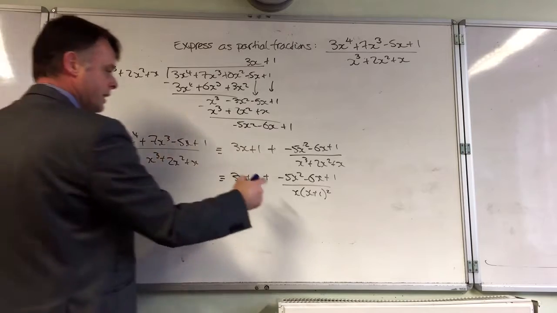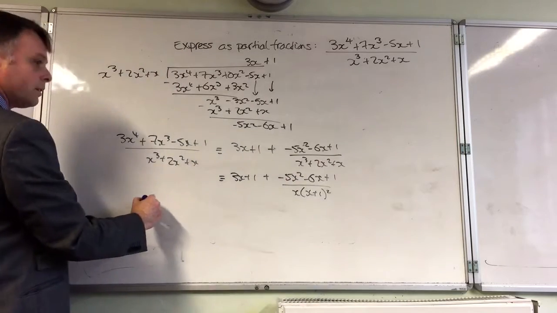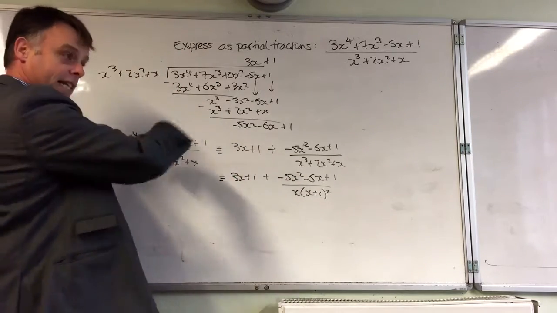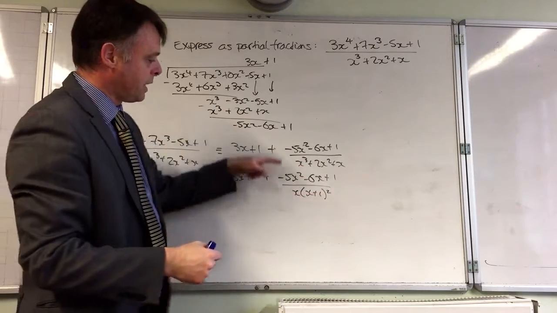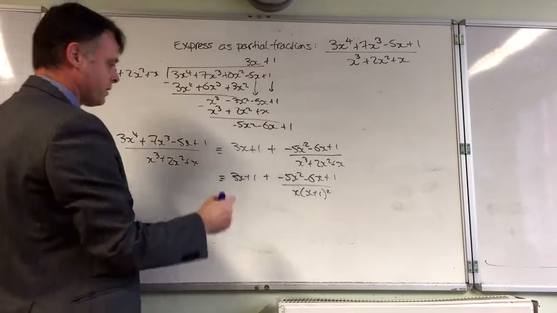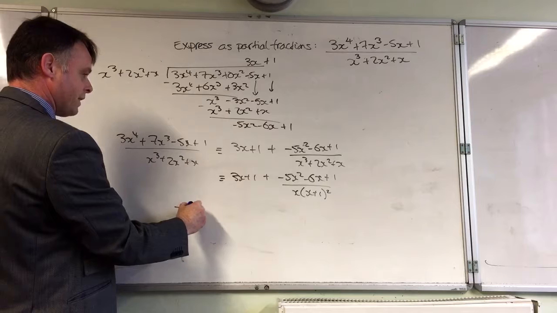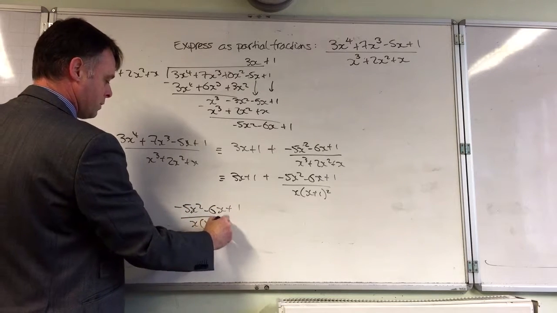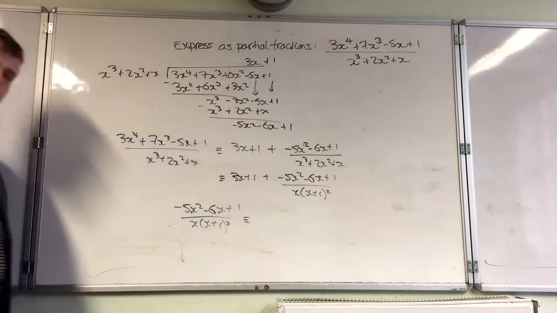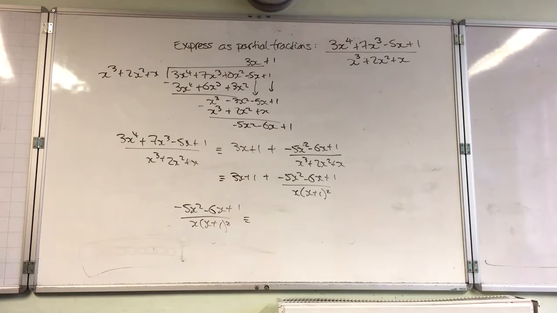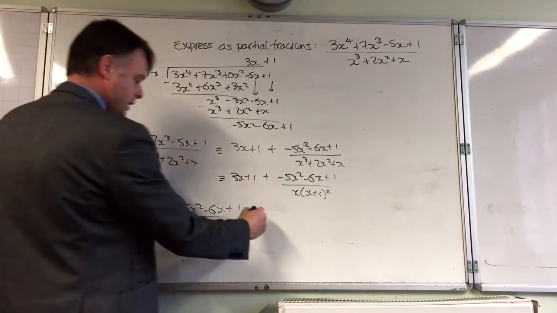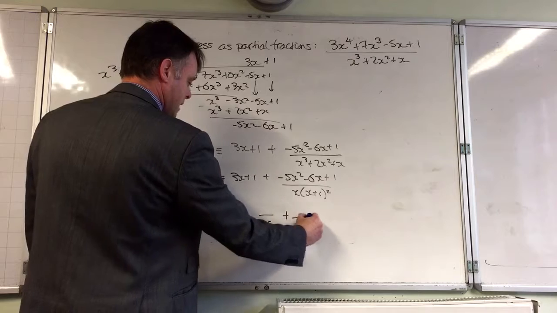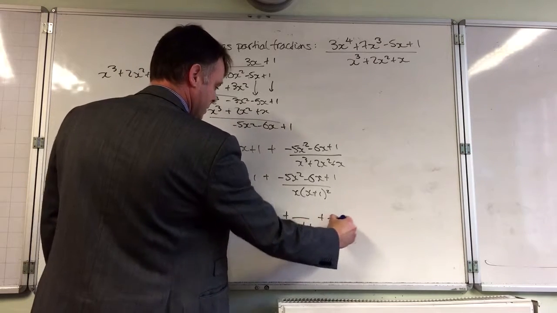So if I just look at this bit here, just ignore the 3x, we'll just leave that in at the end. So this bit's the only bit we can divide up into partial fractions. So we've got minus 5x squared minus 6x plus 1 over x plus 1 squared is equal to, what are my 3 partial fractions? x plus 1, x plus 1 squared, and x plus 1. Those are the denominators.